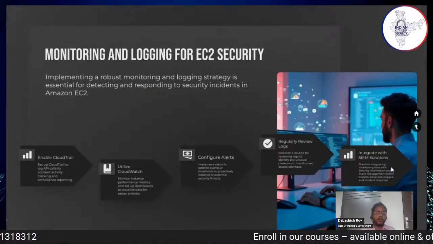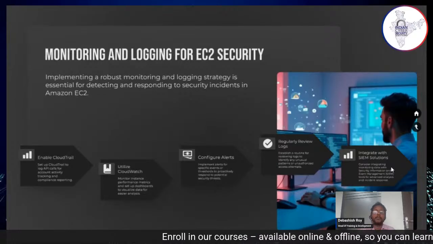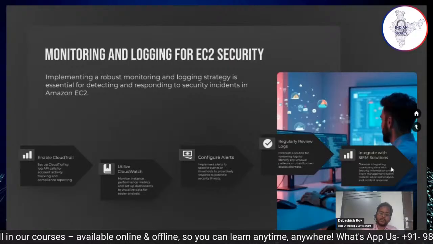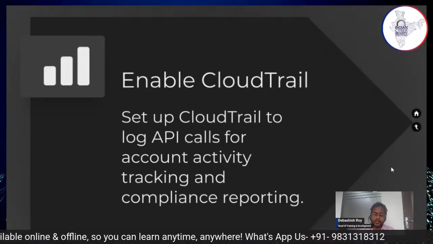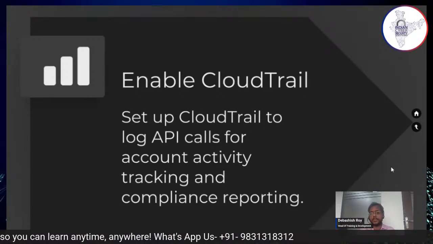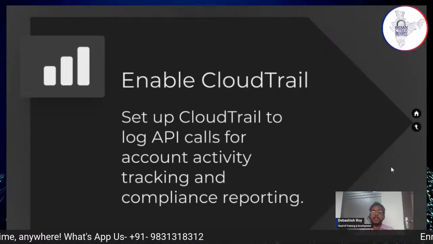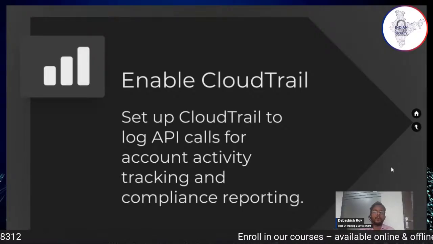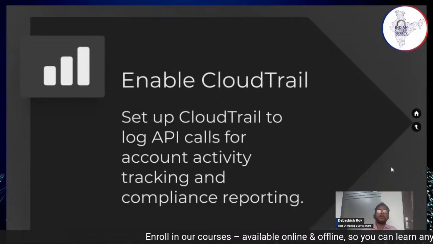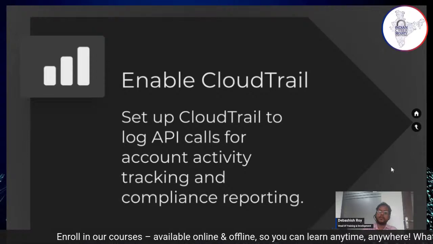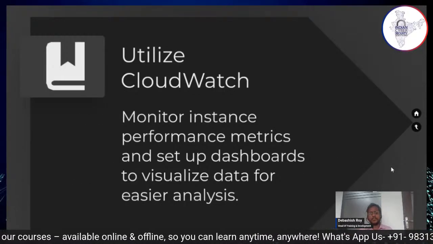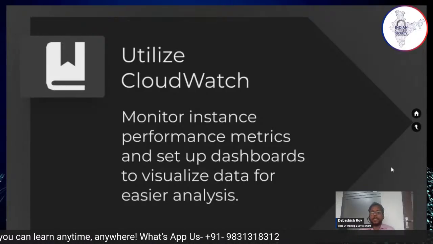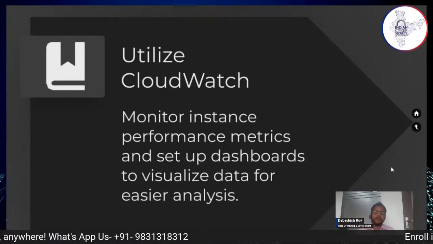Then what about monitoring and logging for EC2 security? You have to implement a robust monitoring and logging strategy that is essential for detecting and responding to security incidents. First, enable CloudTrail. You have CloudTrail for the API activities and the applications. Set up CloudTrail to log API calls for account activity, for tracking and compliance reporting. That is a very good way to do cloud security. Number two, utilize CloudWatch to monitor instance performance metrics, meaning the hardware metrics, and set up dashboards to visualize data for easier analysis and access.